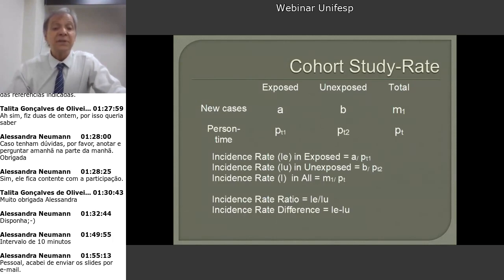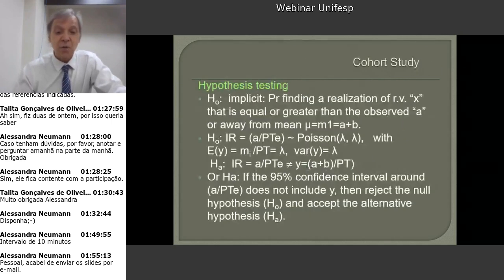And I do have new cases in that city. There are 5 new cases in that city of 300 people. So 5 divided by 300 is M1 divided by PT. That's the incidence rate of whatever I'm interested in in that city. And A over PT1 is a function of the exposure. It's the probability of being M1 given that I'm exposed. So I can construct confidence intervals or statistical testing around that.